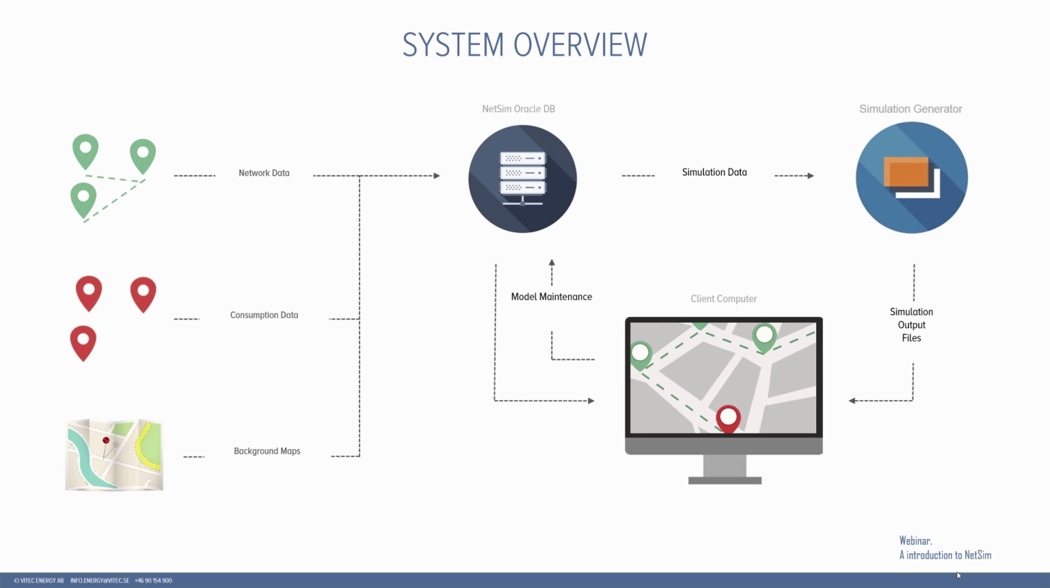in order to make this model of the situation of the grid. So we have the database, and from the client computer where you have NetSim, you can maintain this model, you can build new pipes, you can change dimensions for old ones, you can change the pump settings, the production temperature, etc. Once you have a model that is suitable for this type of calculation that you would like to do, you send that data, the simulation data, into a simulation generator, and that will give you an output file with the result from this.